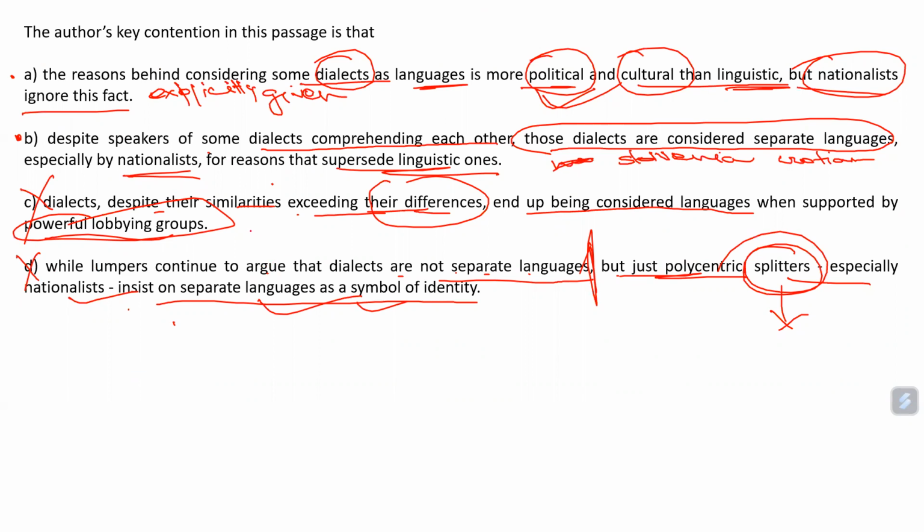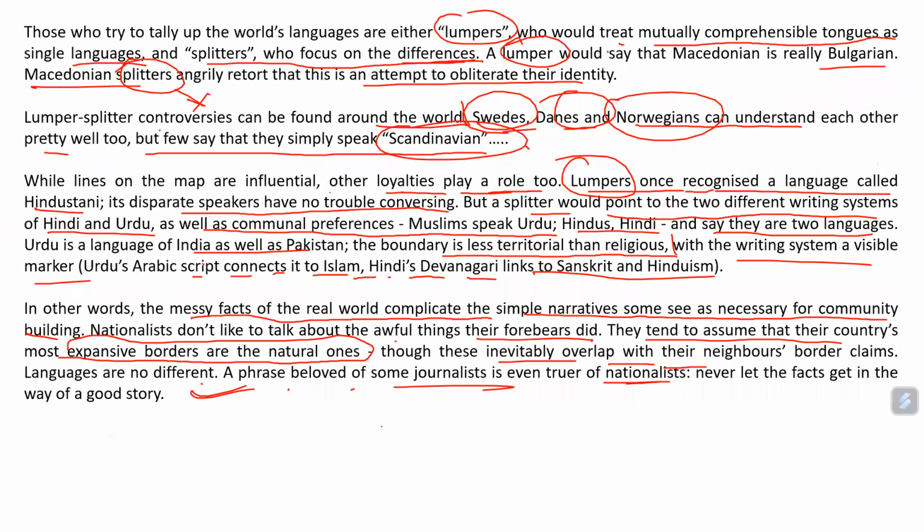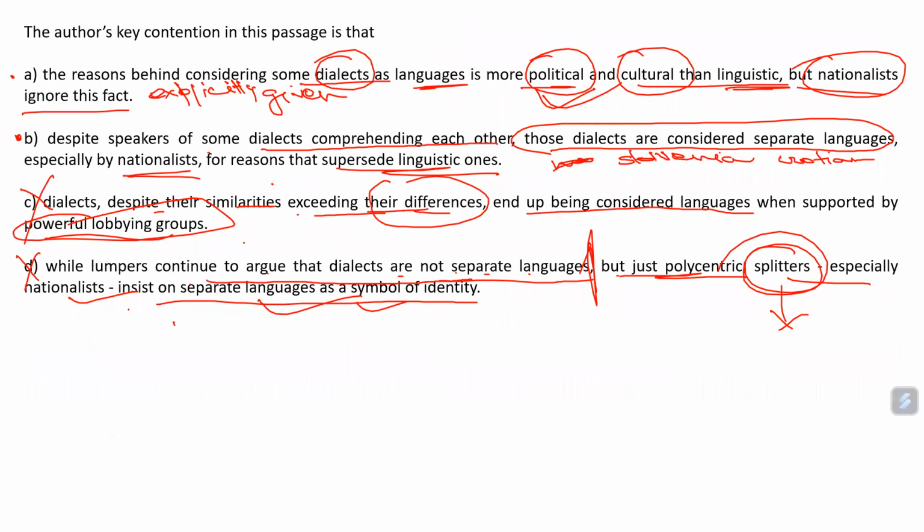सिंपल है एक लाइन में कि lumpers continue to argue that dialects are not separate languages, यहां तक ठीक है, but just polycentric, right? तो ये what polycentric वाली चीज कहां पे आई है, ये देखो polycentric वाली चीज यहीं कहीं आई हुई थी, right? कि it's not something that they are trying to get an idea of what can be consisted in polycentric language so that it can be easier for all to read and understand, right? So they are not separate language but just polycentric, but we cannot say that they are polycentric, simple, right?